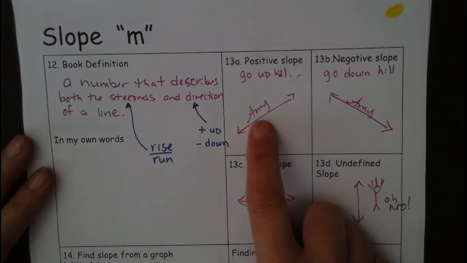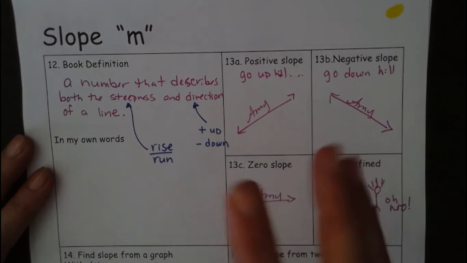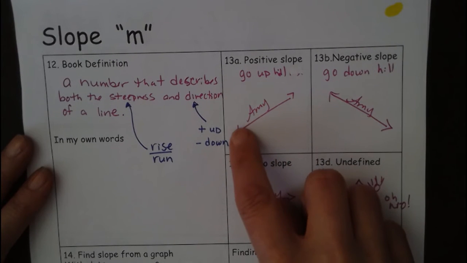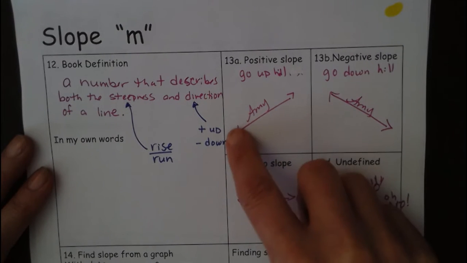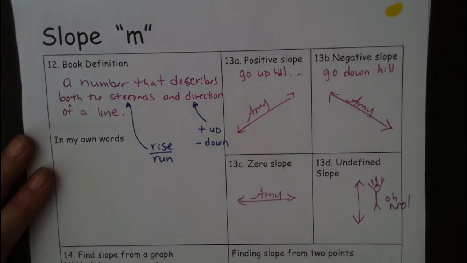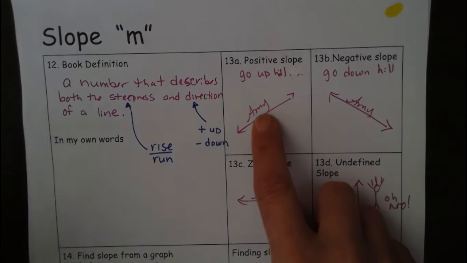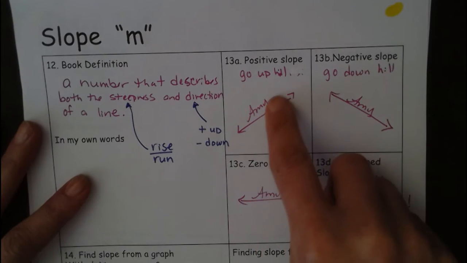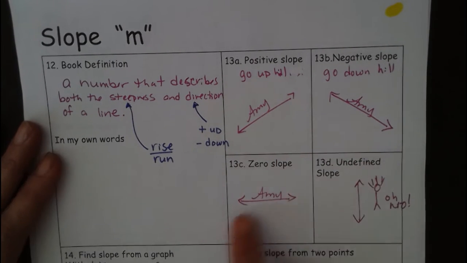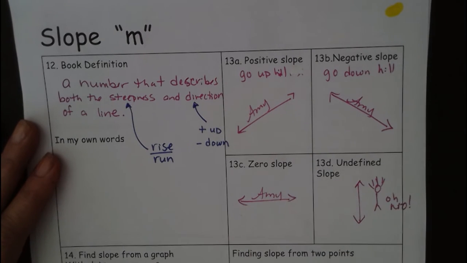So our fraction that's going to describe our slope is going to be positive if it goes uphill from left to right. If you write your name on something, you can automatically see whether your name is going uphill or downhill as we write from left to right. So this would have a positive slope, where this would have a negative slope. Here Amy's going up, here Amy's going down. This would have a zero slope because Amy's just going flat.